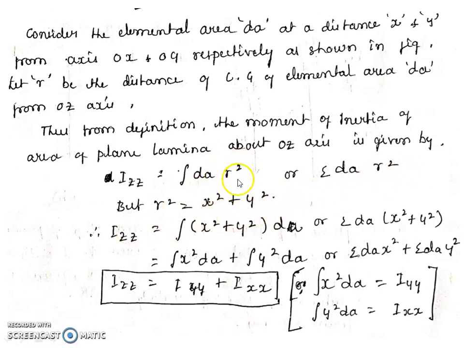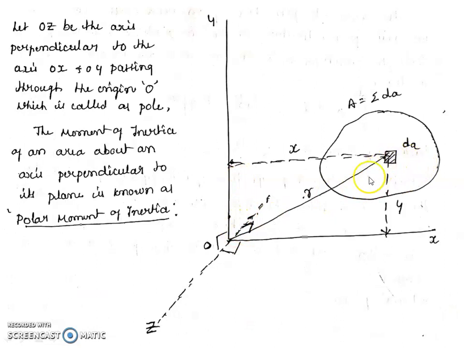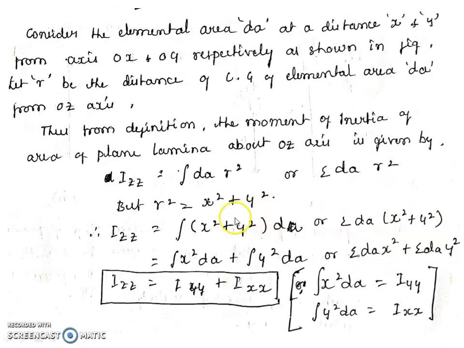But this radius R square is equal to x square plus y square. This is Pythagoras theorem. Hypotenuse square is equal to adjacent side square plus opposite side square. This is what it is given, x square plus y square. I will substitute this for R square in this equation. Then Izz is equal to integral of x square plus y square dA. Then I will split this: integral x square dA plus integral y square dA.